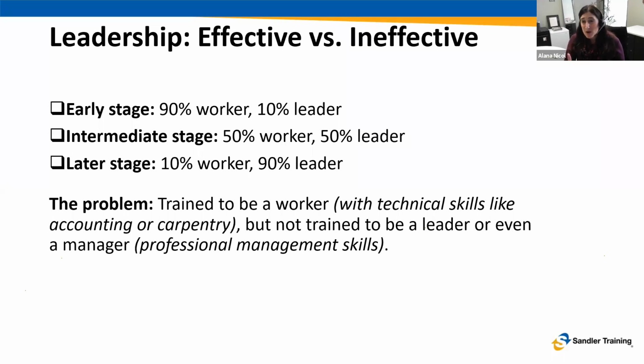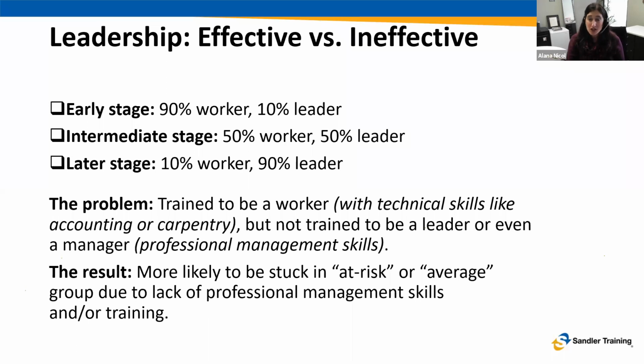So when we're trained to be a worker, if we're a really good accountant or a really good salesperson or a really good designer, or whatever we started the business on, chances are we haven't been trained as a leader or a manager. They're different skills. And the result is we end up in that average because we're doing too much and not leading enough. Sometimes that's because the skills haven't been developed, or it could be because we don't want to relinquish control. Any number of things could be the result. But those average or at risk, we haven't managed to get to that intermediate or late stage of a business.